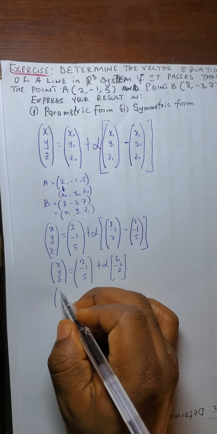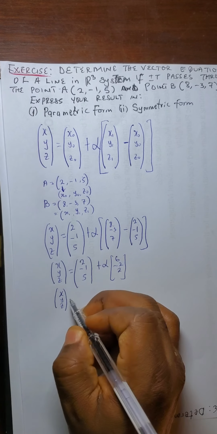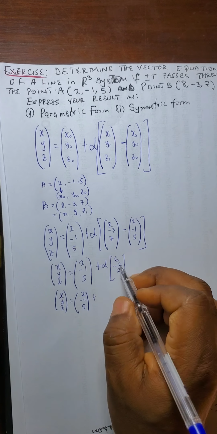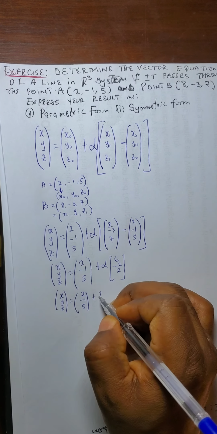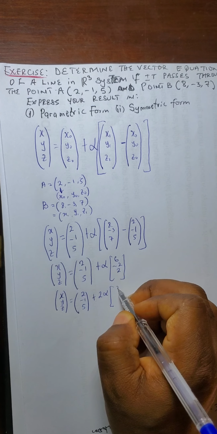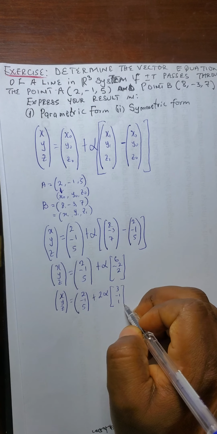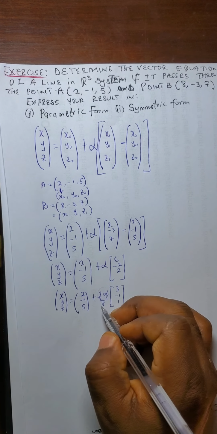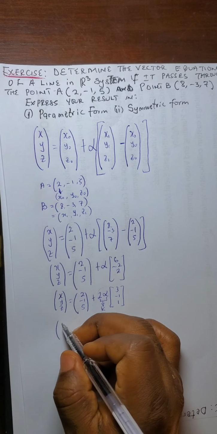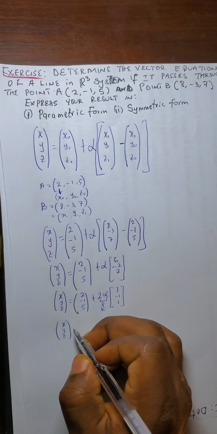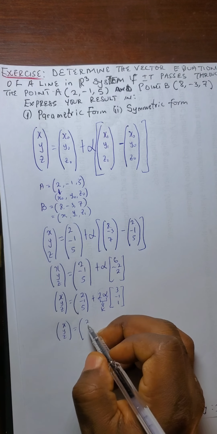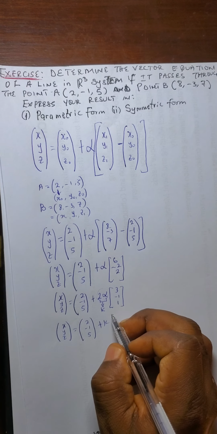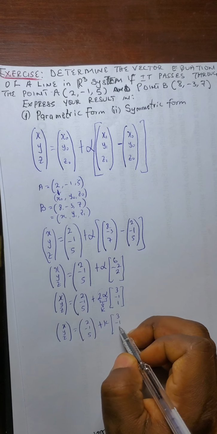So I can rewrite my vector equation in this form: 2, minus 1, 5, then plus, if I factorize 2 out, I use the 2 to multiply the scaling factor, so I'm left with 3, minus 1 and 1. This scaling factor is a constant, so I can call it the constant k. So my vector equation now will be x, y, z is equal to 2, minus 1, 5, then plus k times the bracket 3, minus 1, 1.